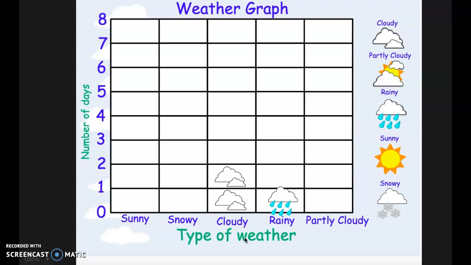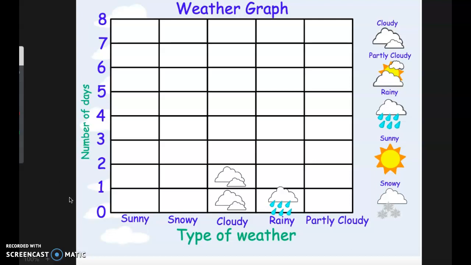So if we look at our weather graph, let's count how many rainy days we've had so far. 1. We've had 1 rainy day so far. Now let's count how many cloudy days we've had so far. 1, 2. 2 cloudy days. Which one has more? Cloudy or rainy? Cloudy has more.